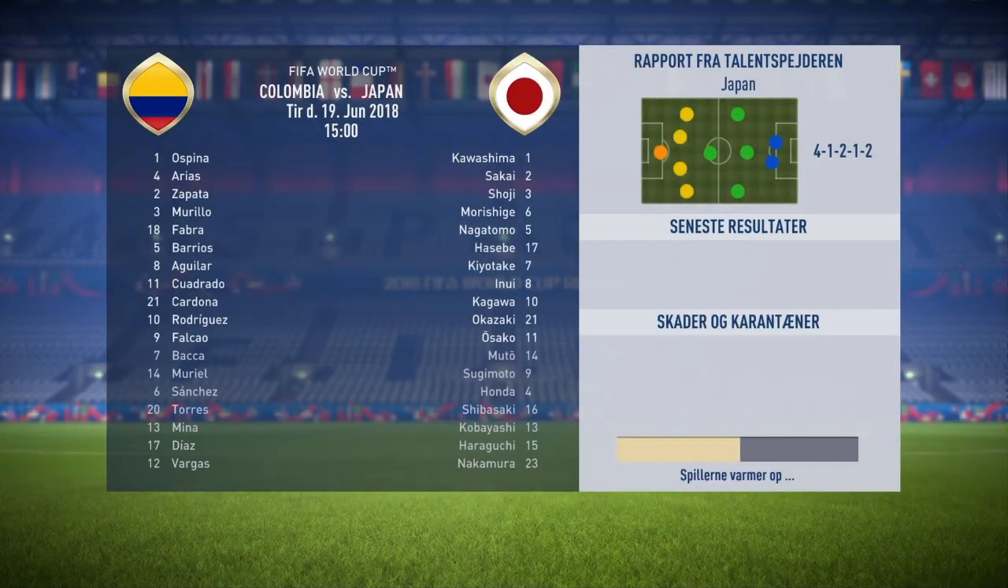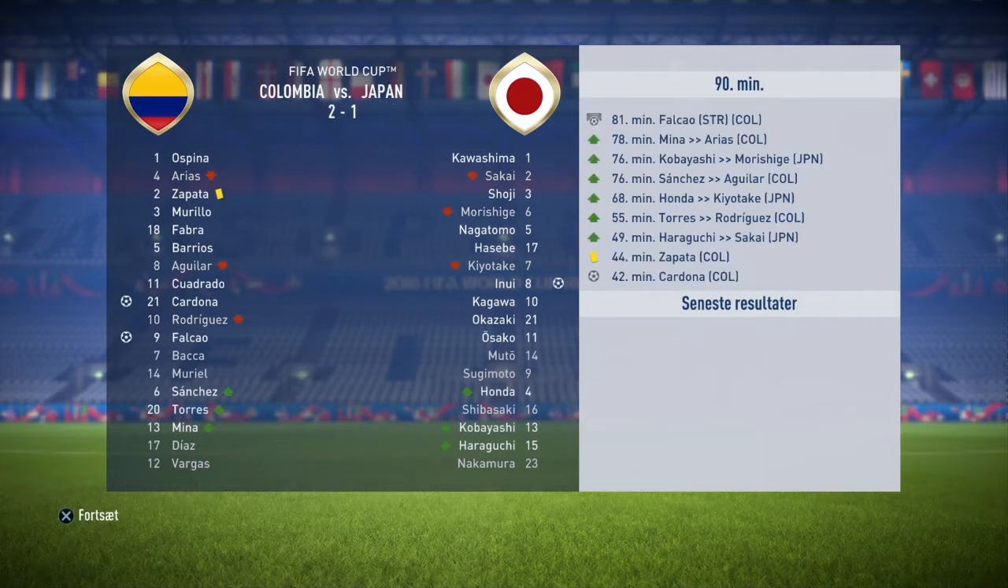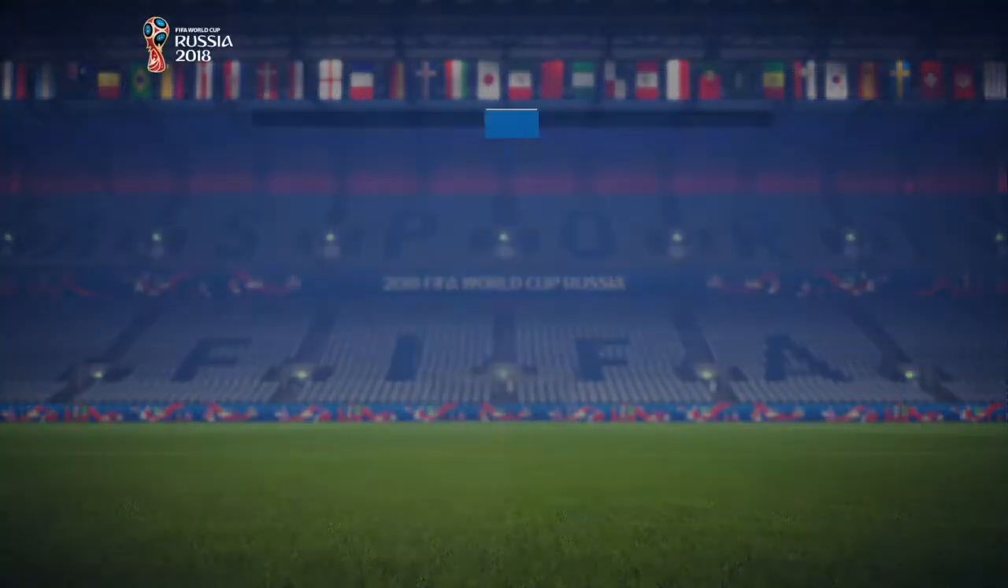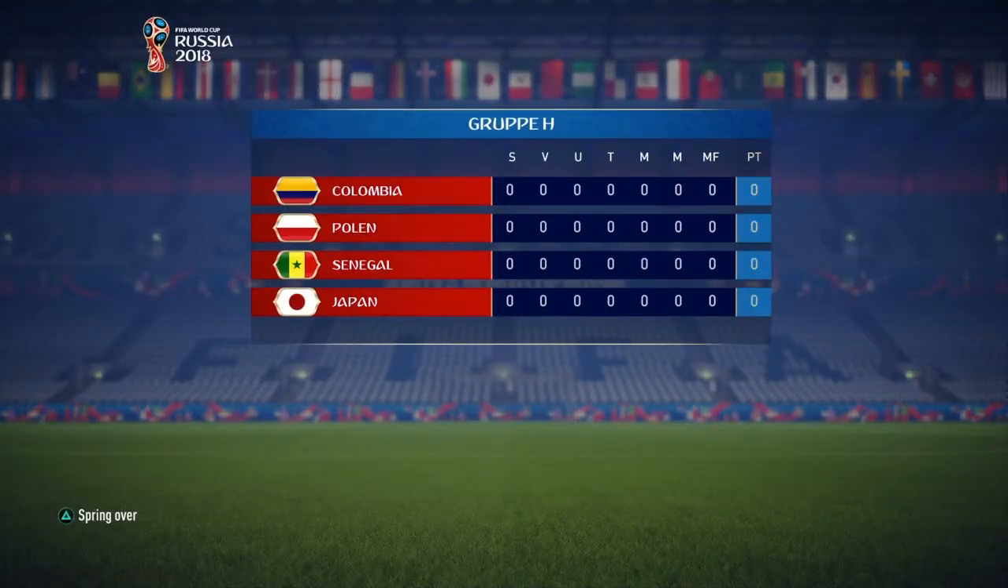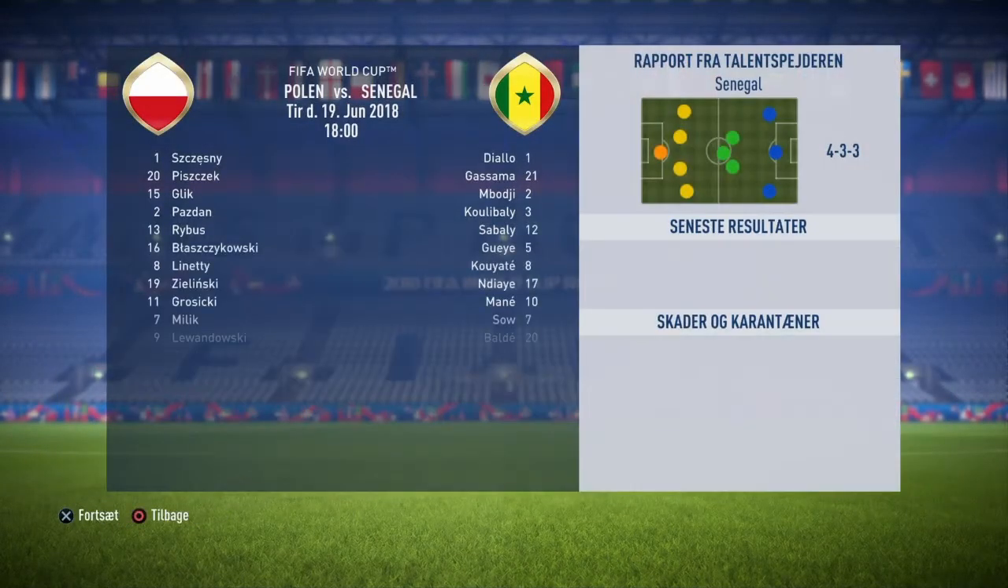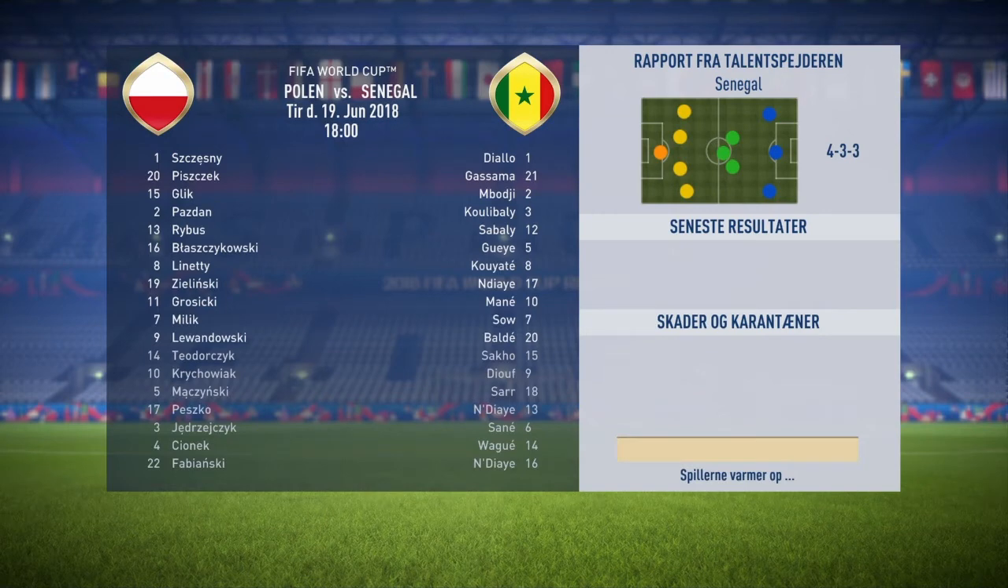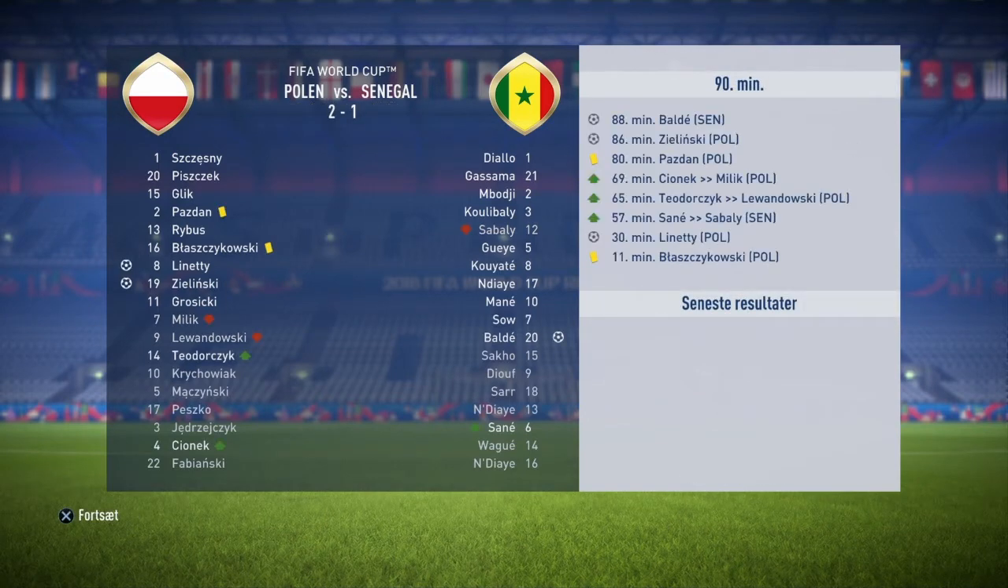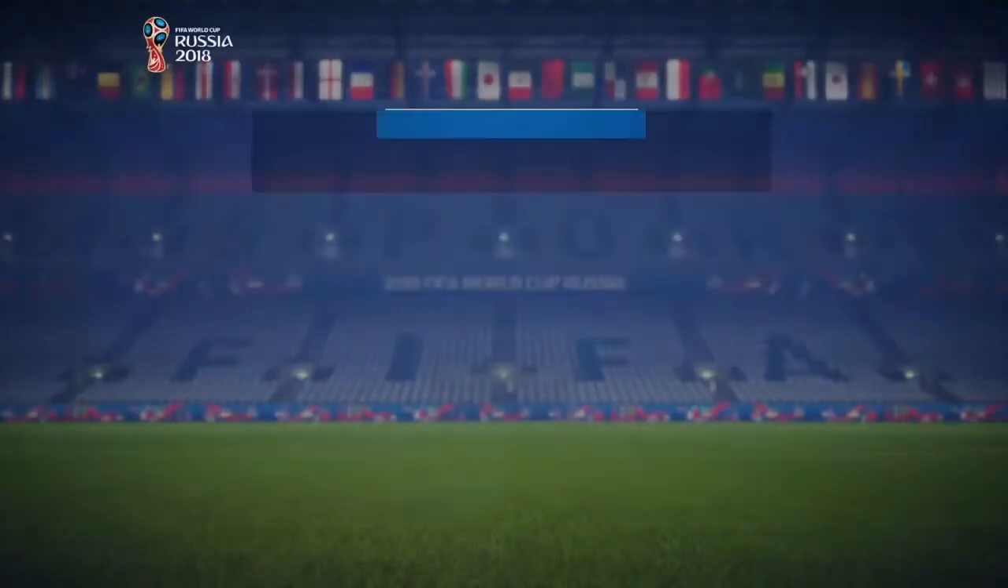Colombia against Japan. And what will this game get? A 2-1 victory to Colombia. Cardona and Radamel Falcao scored the goals. And then I think the last game of the group stages will be Poland against Senegal. The last game of the first round, of course, and that game ends in a 2-1 victory to Poland.